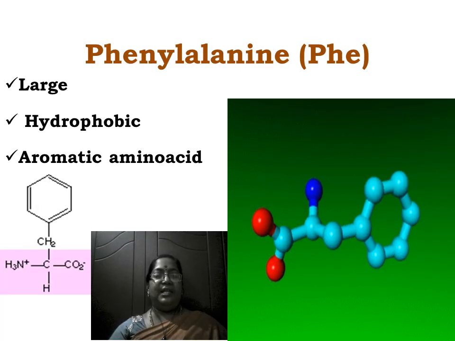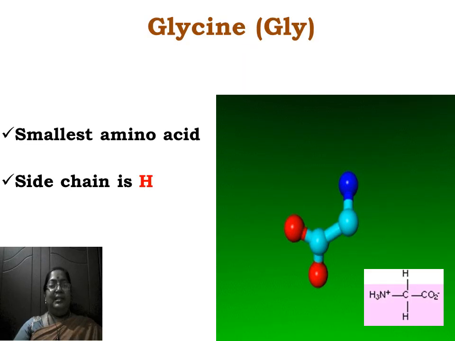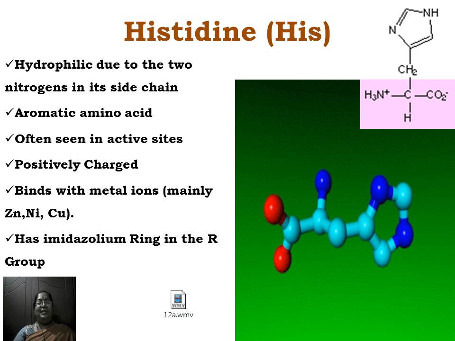Phenylalanine, it is large in size, hydrophobic in nature, and it is an aromatic amino acid. Glycine, the smallest amino acid, which has a side chain, hydrogen. Histidine is hydrophilic due to the presence of two nitrogens in its side chain. It is an aromatic amino acid often seen in the active sites of enzyme proteins. It is positively charged, tends to bind with metals like zinc, nickel and copper. It has an imidazolium ring in the R group.